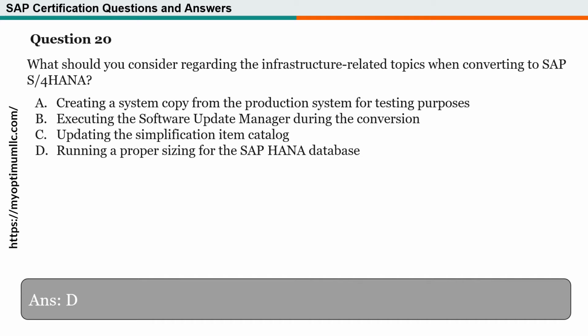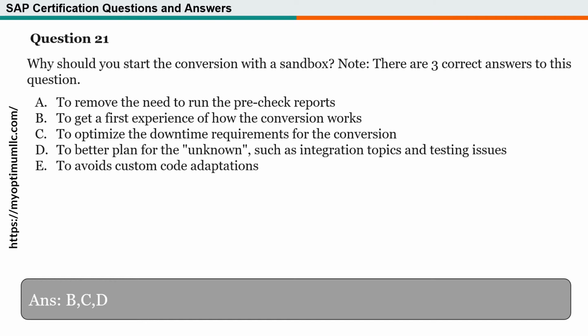C. Updating the simplification item catalog. D. Running a proper sizing for the SAP HANA database. Question 21. Why should you start the conversion with a sandbox? Note, there are 3 correct answers to this question. A. To remove the need to run the pre-check reports. B. To get a first experience of how the conversion works.